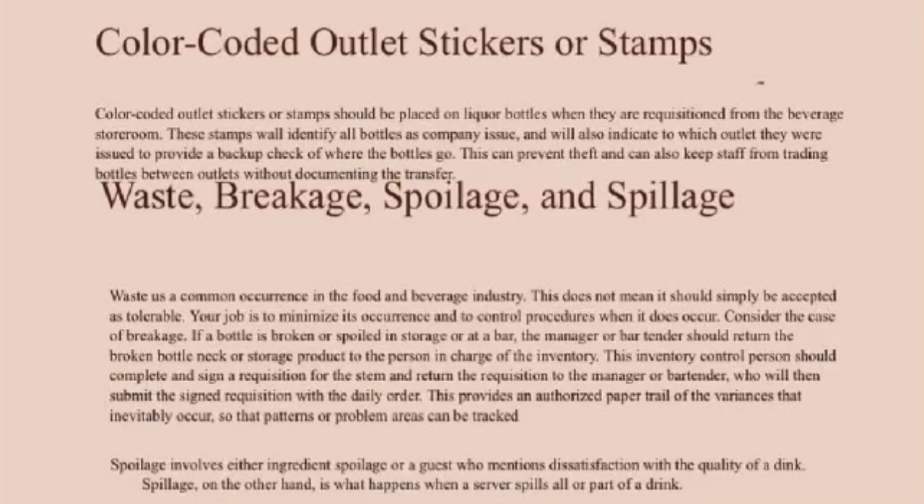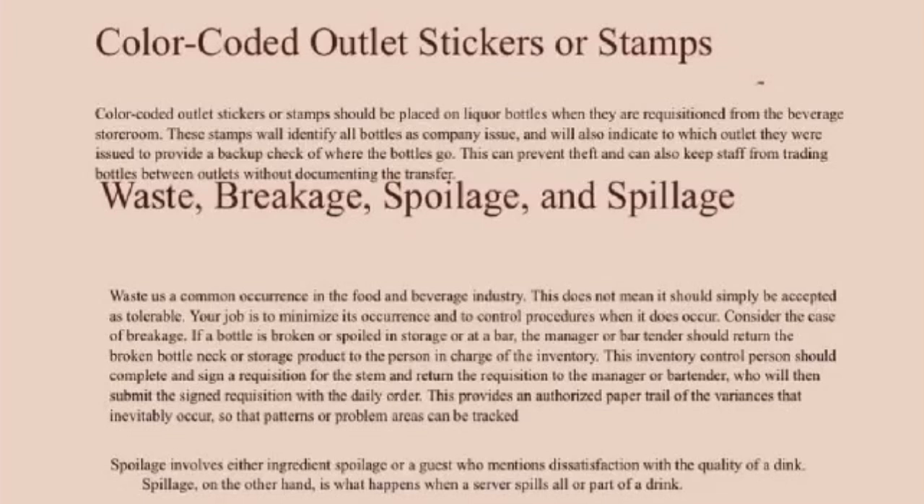And the last one is waste, breakage, spoilage, and spillage. Waste is a common occurrence in the food and beverage industry. This does not mean it should simply be accepted as tolerable. Your job is to minimize its occurrence and to control procedures when it does occur. Consider the case of breakage.